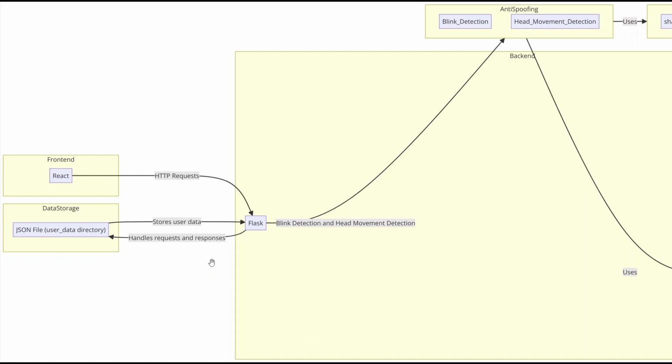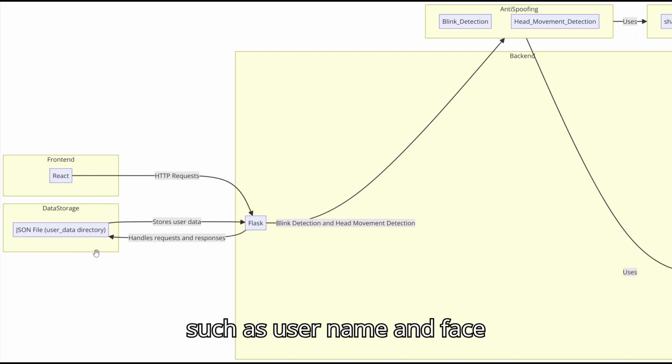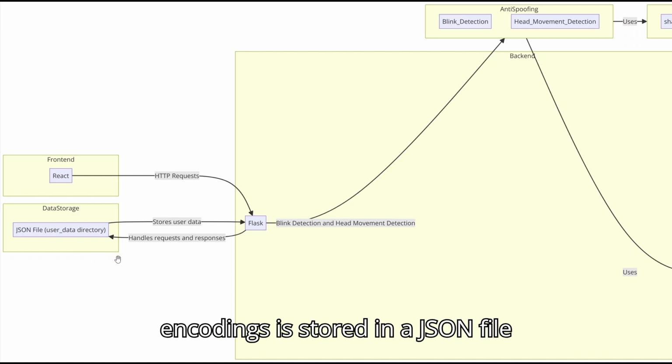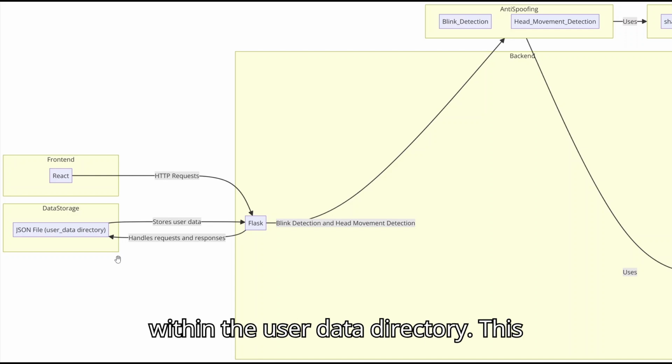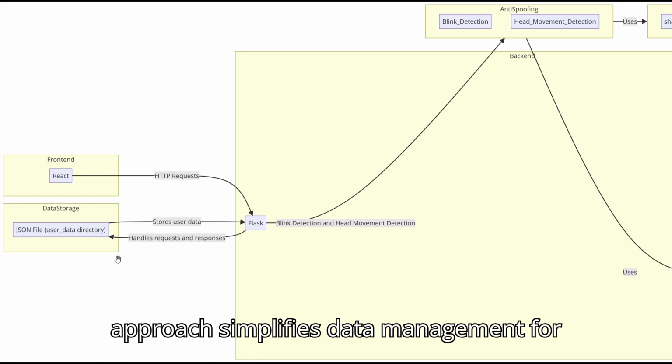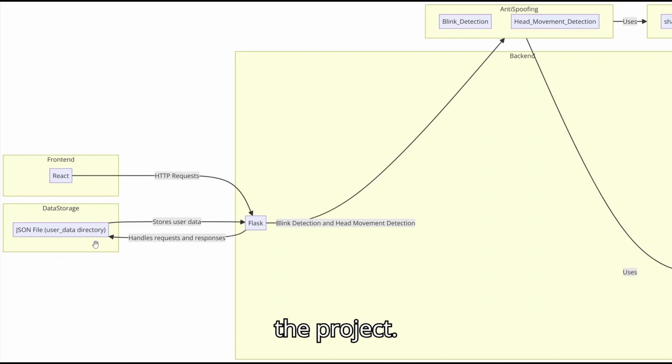Data storage. JSON file. User data such as username and face encodings is stored in a JSON file within the user data directory. This approach simplifies data management for the project.